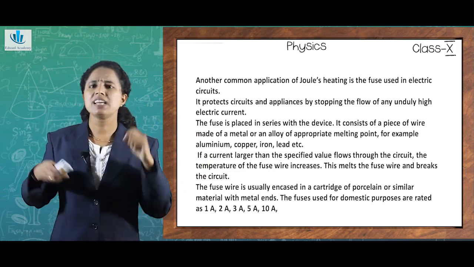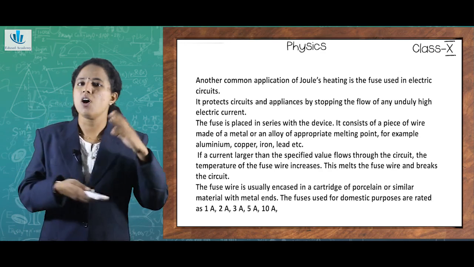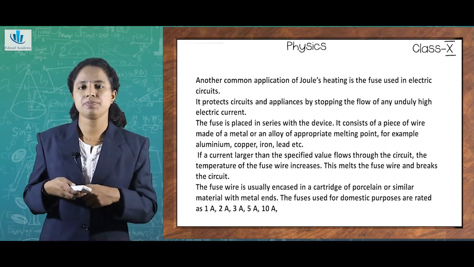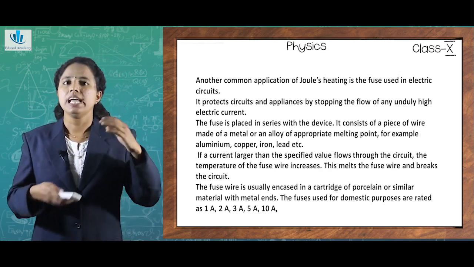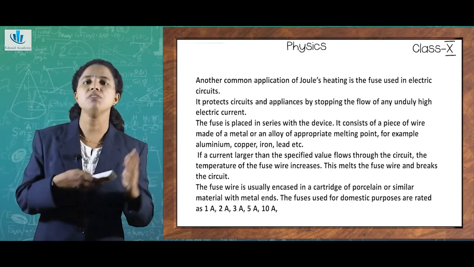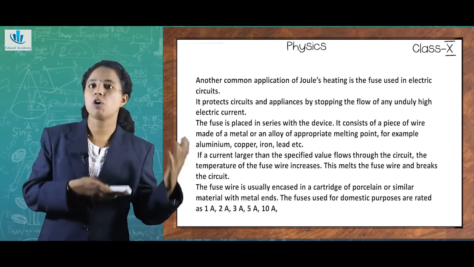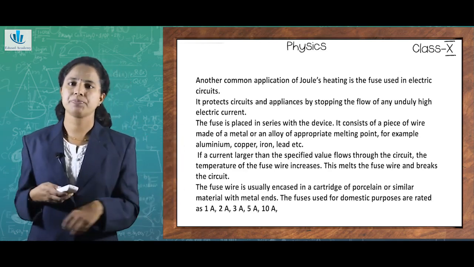If any undesirable high electric current occurs suddenly, then the fuse will help to protect the circuit and appliances. And how is this fuse placed in our circuits? Is it in a series combination or is it in a parallel combination? You can see it consists of a piece of wire which is made of a metal or an alloy of appropriate melting point. For example, it can be aluminum, copper, iron, lead, etc.